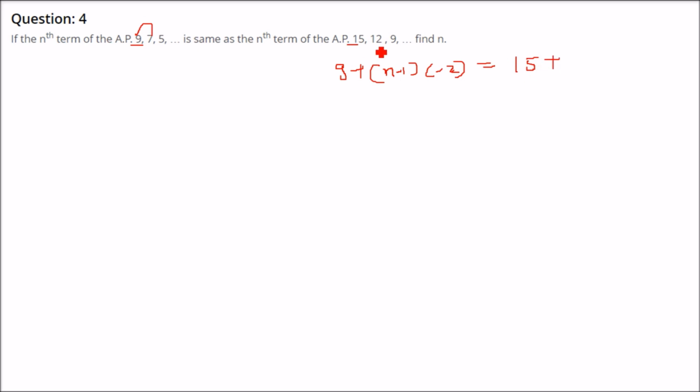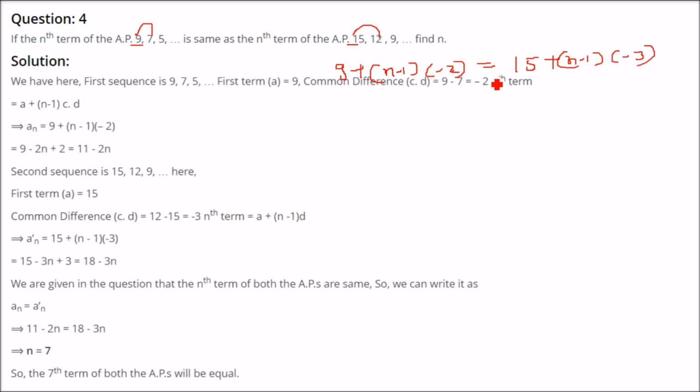What is the nth term here? A plus N minus 1 into D. So 15 is the first term, N minus 1 into D. What is D? 12 minus 15, that is minus 3. So this is the equation we need to solve for N. So what do we get here? 9 minus 2N plus 2 equal to 15 minus 3N plus 3.